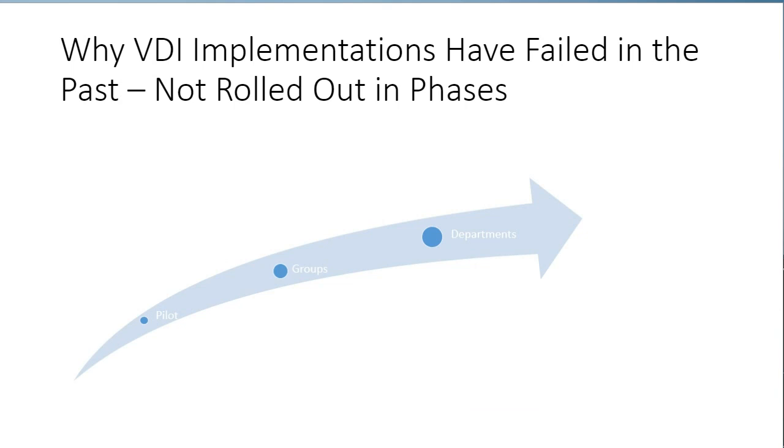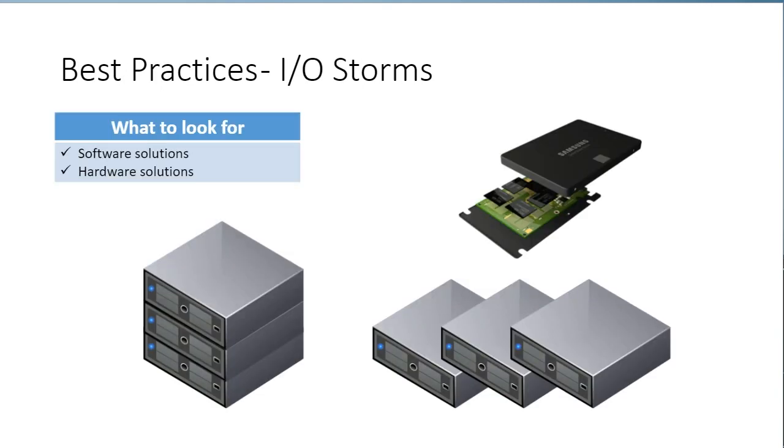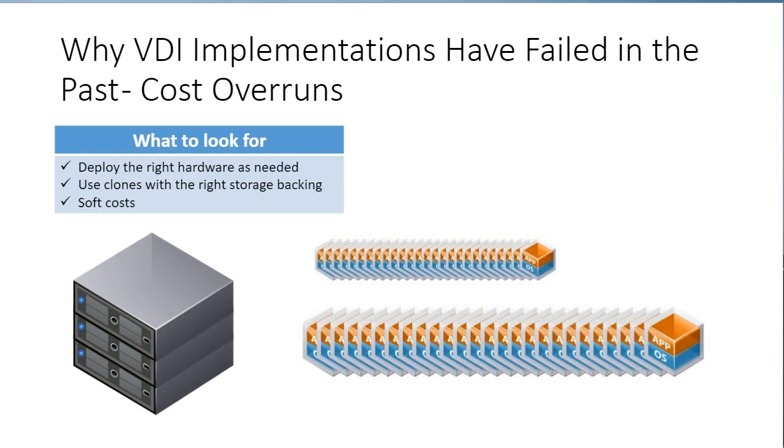So why have remote VDI implementations failed in the past? People don't roll it out in phases. Start small and grow as you become more accustomed with it. Got to mention I/O storms. In the early days, we just didn't have the IOPS on the storage to deliver a good experience for the end users. This has pretty much been removed now that we have the SSD drives and things like HCI. So I/O storms simply aren't the problem, but people might have this preconceived notion about I/O storms.